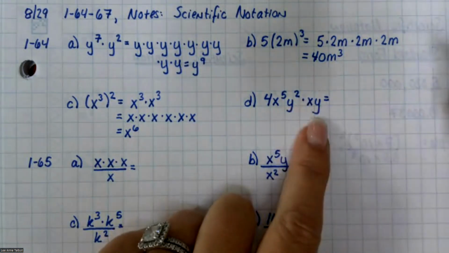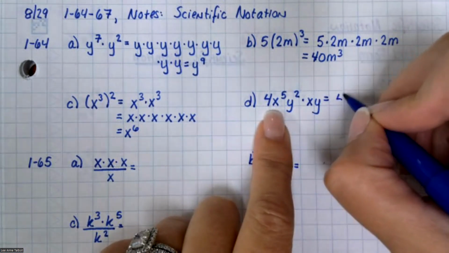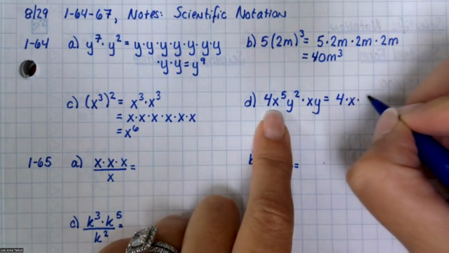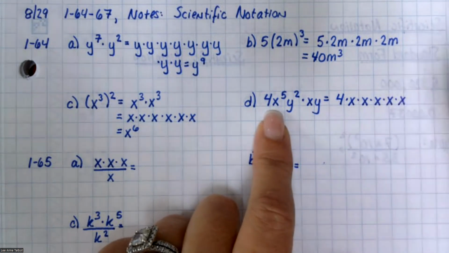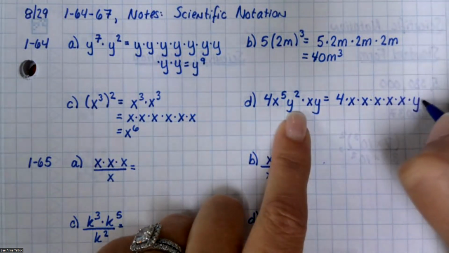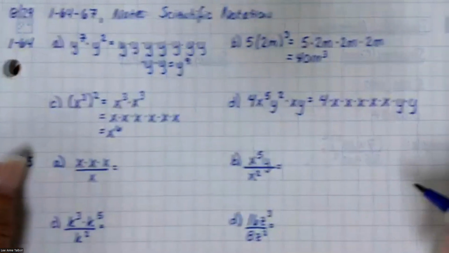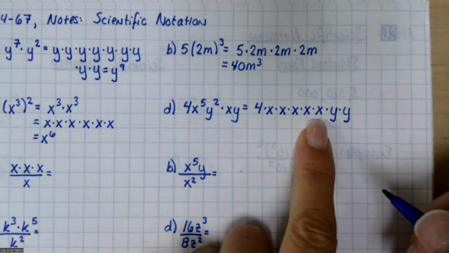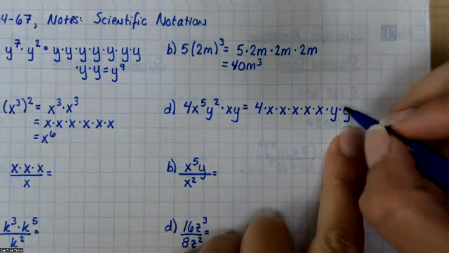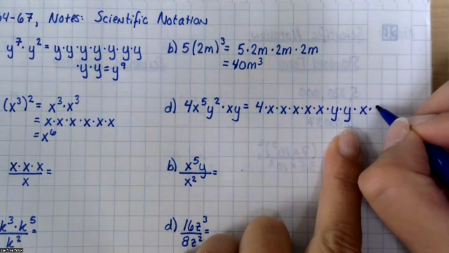Okay, last one. 4 times x times x times x times x times x times y times y. So there's 4 x to the 5th y squared times x times y.